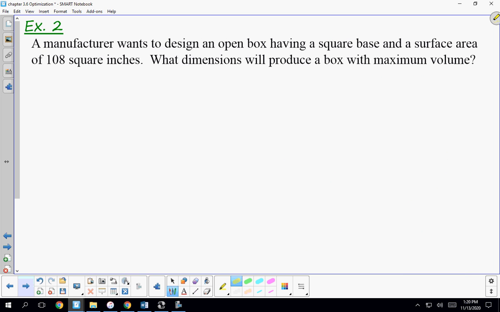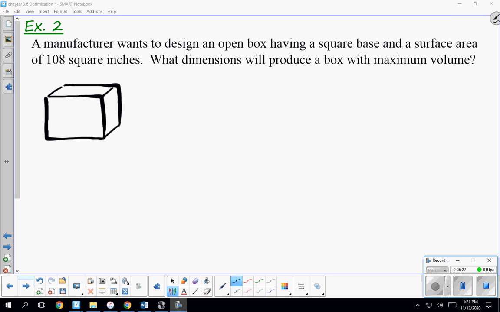And our last example here, again, go ahead, pause the video and read the question. And hopefully you saw that we have a box. It is open, so we're not going to include the top there. It does have a square base, so whatever you choose to represent one side length is also the width. And then the height we don't know, so we're going to use h there.